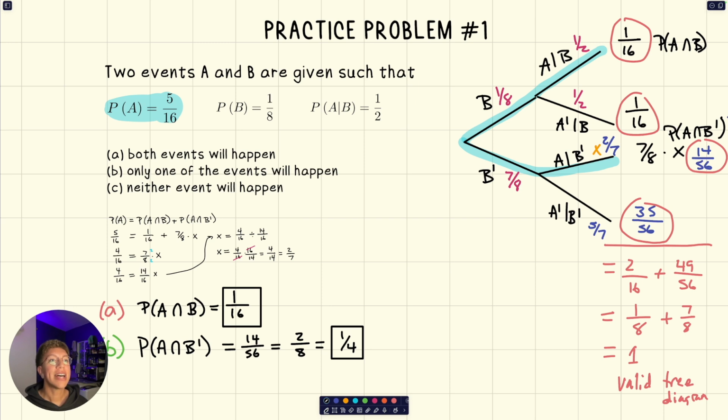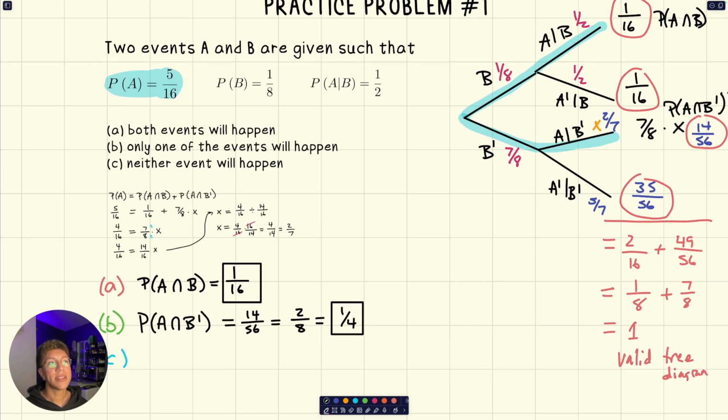And then our last one, we're taking a look at part C. It says, what's the probability that neither event will happen? Well, if neither of them happen, that means A doesn't occur and, which is intersection, B does not happen. And that occurs in our bottom branch of our tree diagram. And we can see very clearly that that is going to be 35 over 56.